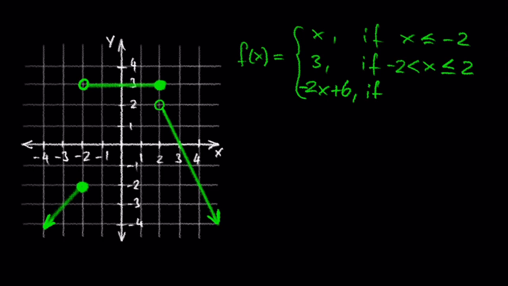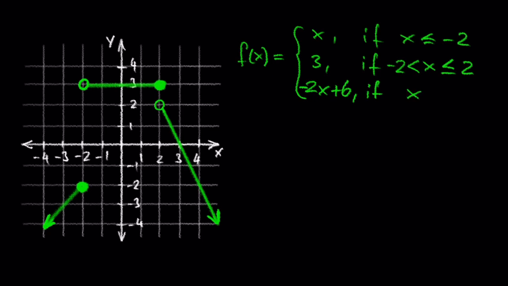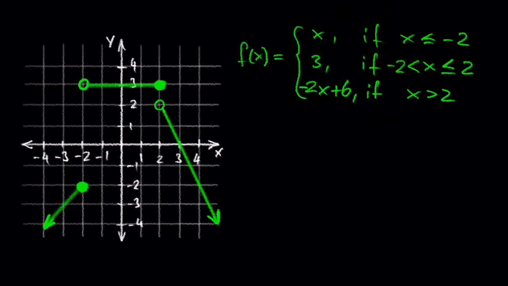We also see that 2 is not included in the domain, and that this piece of our function f of x goes on forever to infinity. So we can write for the domain x is greater than 2. Now we have all 3 pieces of the function f of x written in function notation, which in total represents our function f of x. And we are done with finding out the piecewise function notation by its given graph.